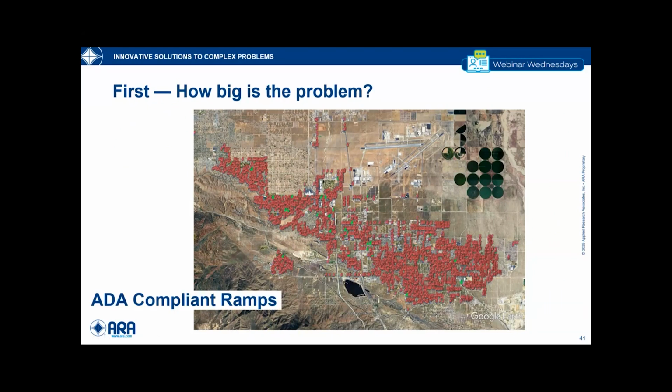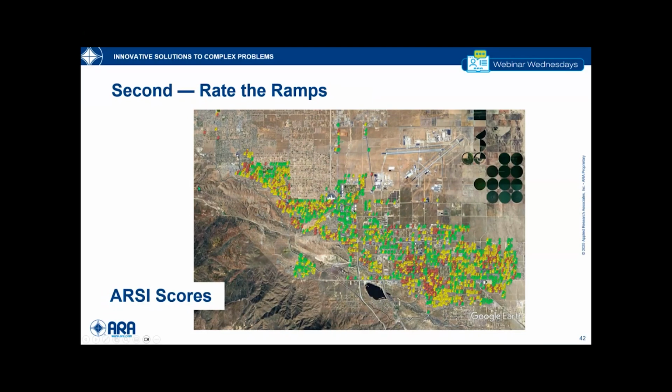We know that only 3.7% of these ramps are compliant. So it's a very, very large problem, and we need to do something about it. But we need to figure out how to rate these ramps to tell which ones we're going to work on first. So now that I have a score of this, and I'm going to talk about the serviceability index here in a second, but now that I know I have a ranking of these ramps, which one should I fix first?